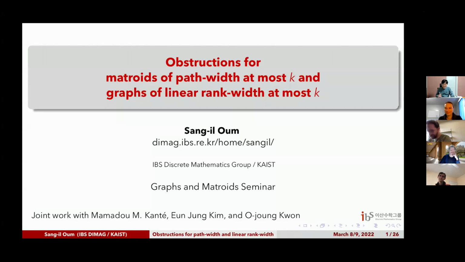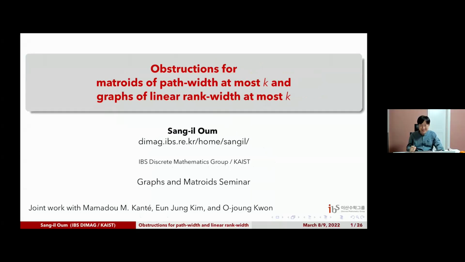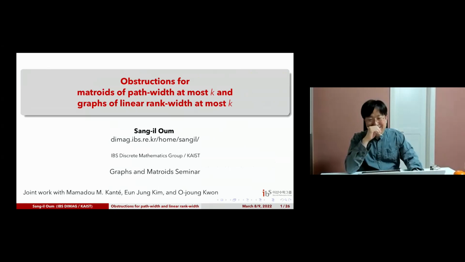Okay, thank you for inviting me. It's my pleasure to give a talk here at the Graphs and Matroids seminar. So this talk is indeed about graphs and matroids. It is about the obstructions for the class of matroids of path width at most k and the class of graphs of linear rank width at most k. This is joint work with Mamado, Eunjung and Ojang.